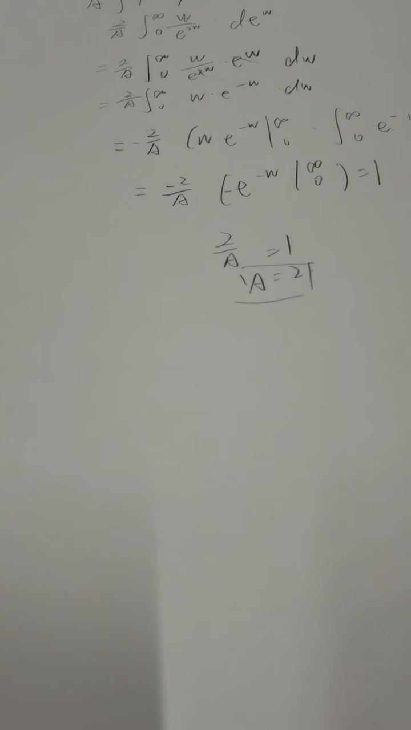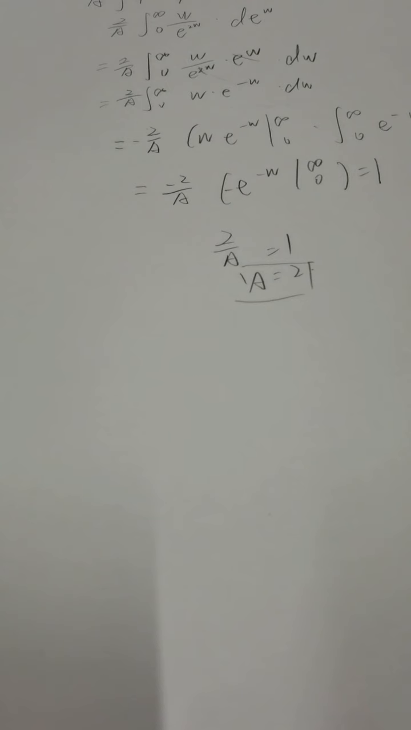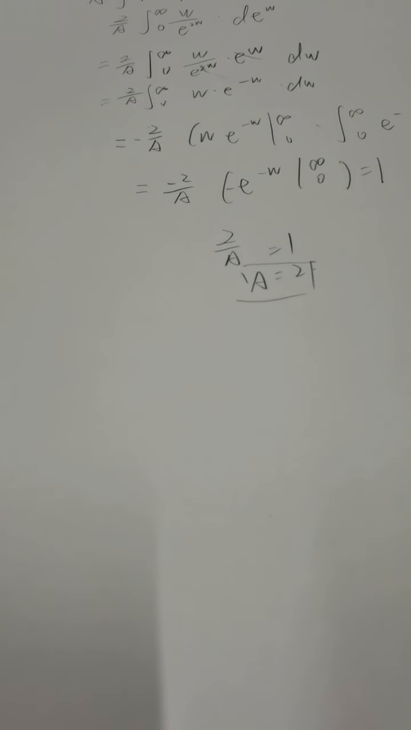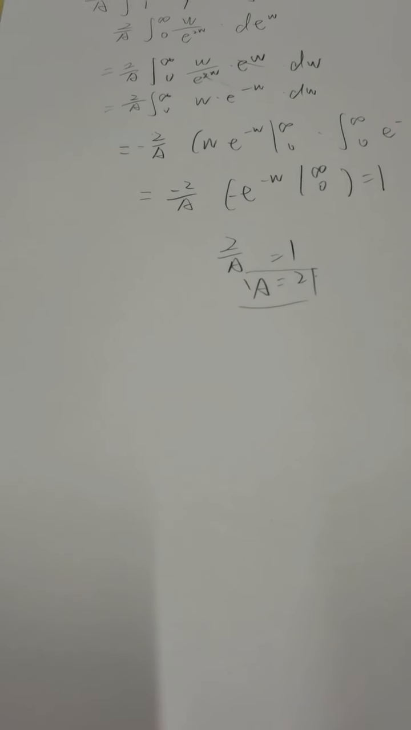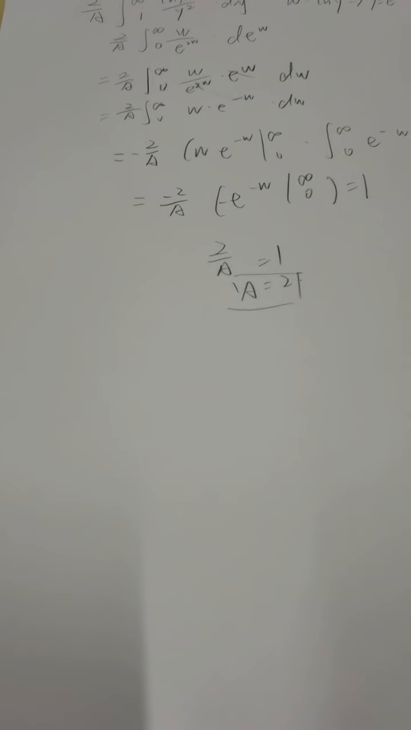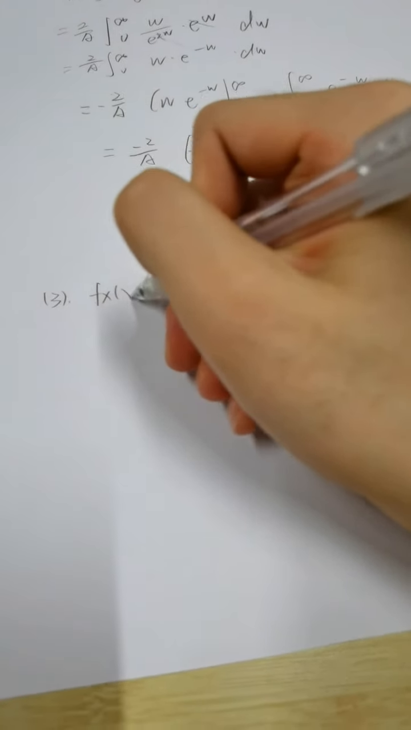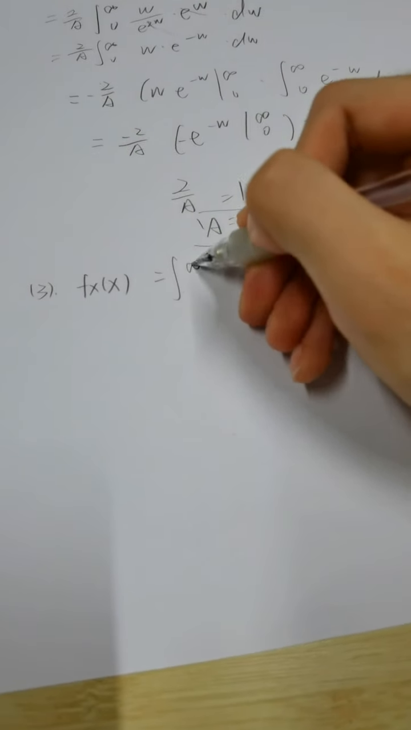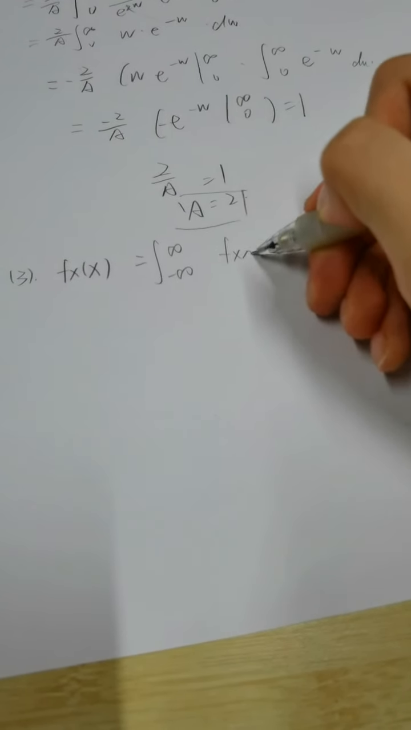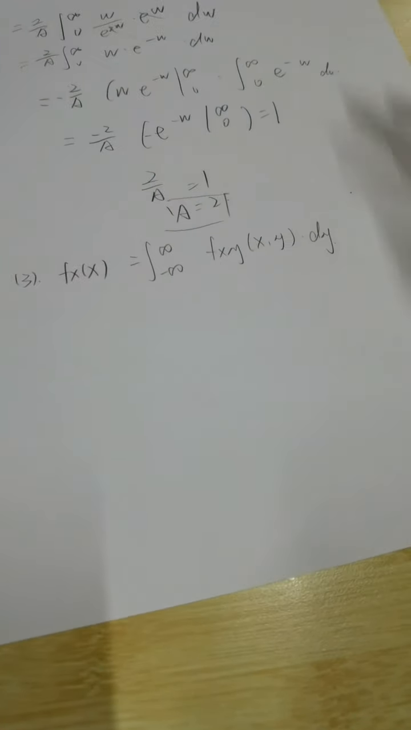For the third part, they need us to find and draw the marginal density functions of fx and fy. As we know, marginal density function we already learned from the lecture, which means for fx we just need to take care of the x part. For fy we just need to take care of the y part. We don't need to take both like before. So let's calculate fx first. Fx equals the integral from negative infinity to infinity of fxy dy.